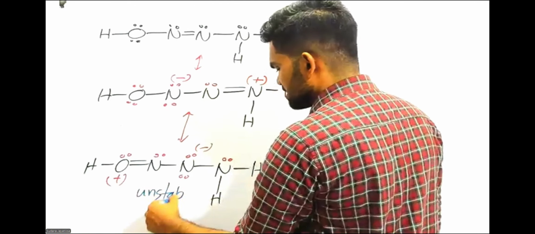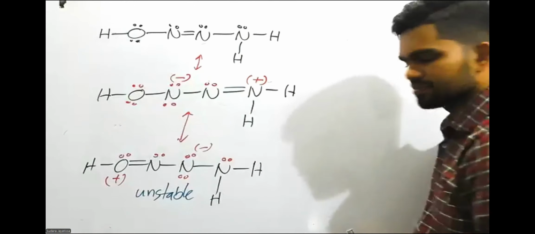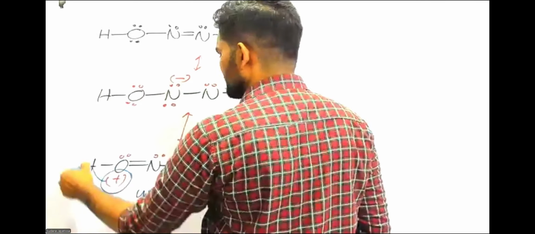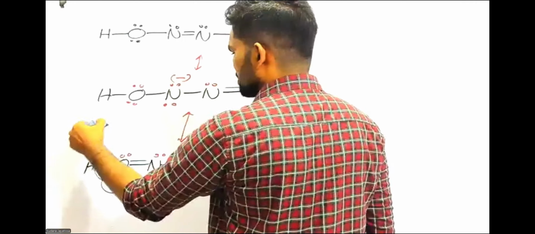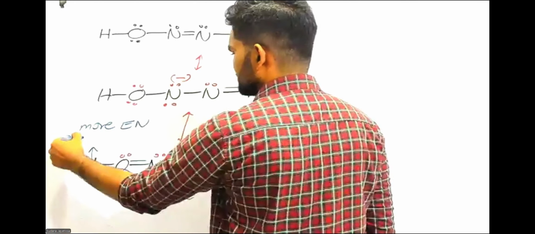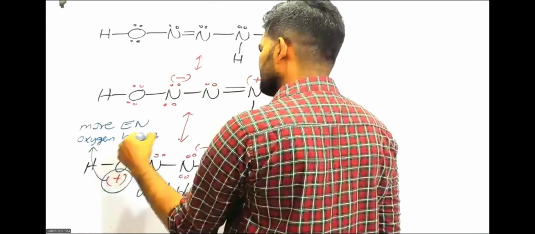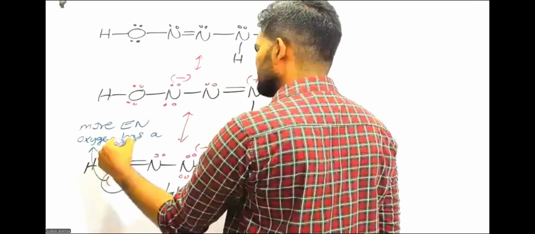So why is it unstable? You can write a reason for that. What is the reason? You can see here, oxygen is having a positive charge. More electronegative oxygen has a positive charge. That is the reason.